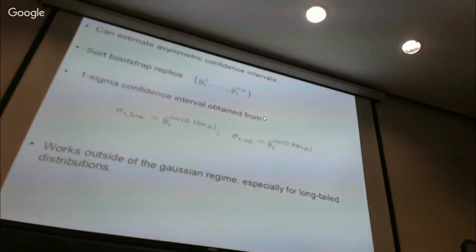We can take this a bit further and use these bootstrap samples to estimate confidence intervals in a different way. So what we've been doing to estimate confidence intervals so far is to estimate the variance and then use that as our symmetric 1 sigma confidence interval. However, with these bootstrap samples, you can do a brute force calculation of what the 1 sigma confidence interval is.